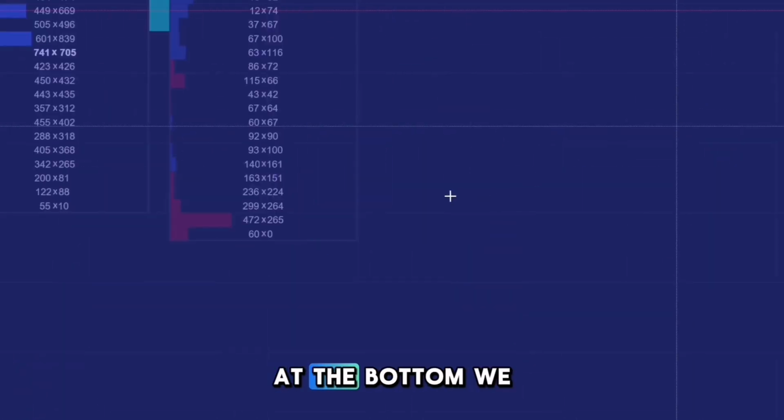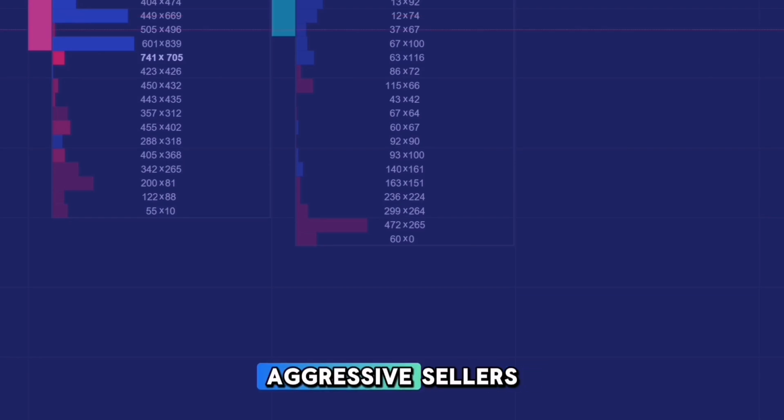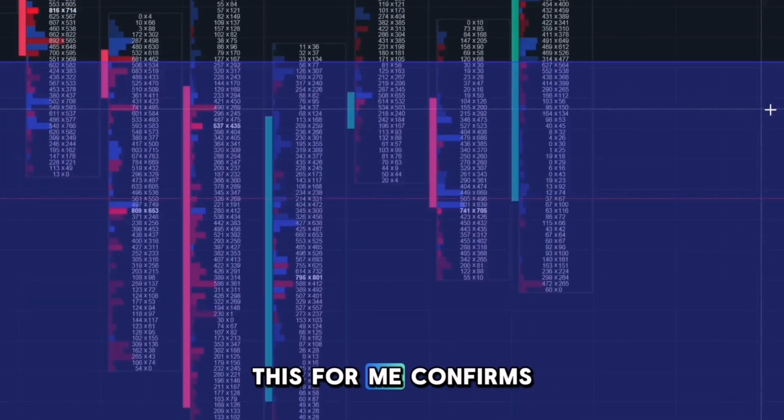We also see here at the bottom, we see 472 for 265. So this means that there's almost double the amount of aggressive sellers than there are aggressive buyers. Despite that, we were still able to maintain this level over here. This for me confirms the level.